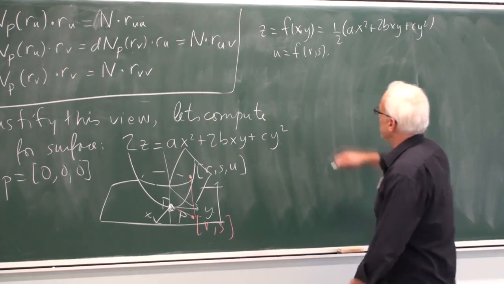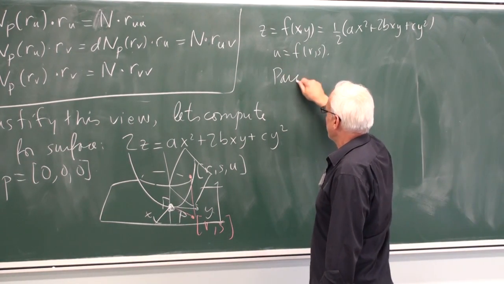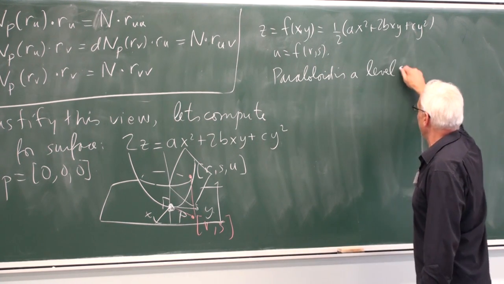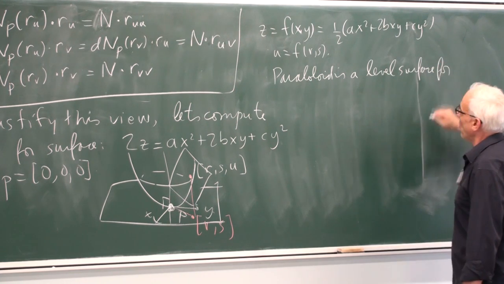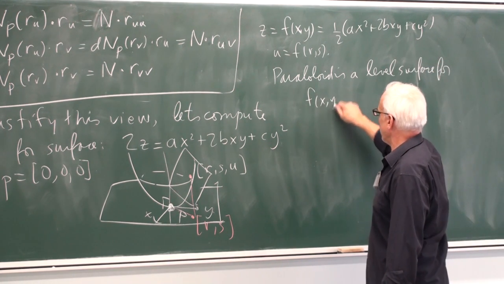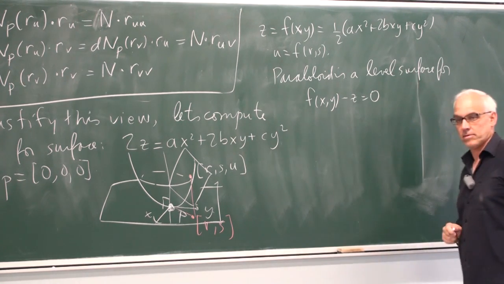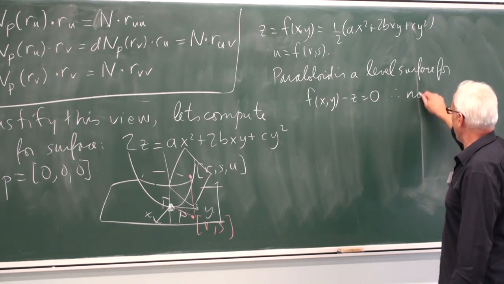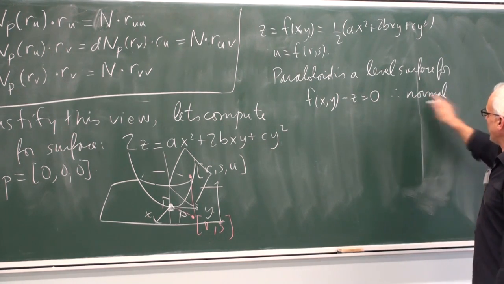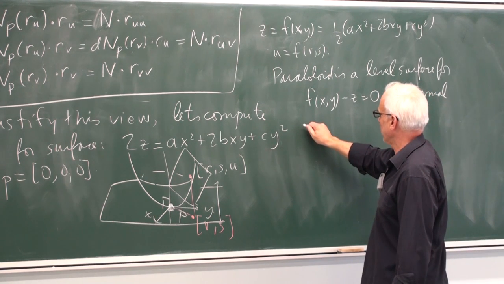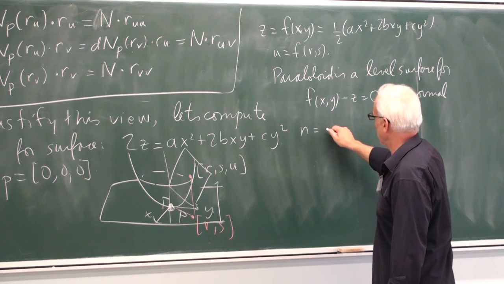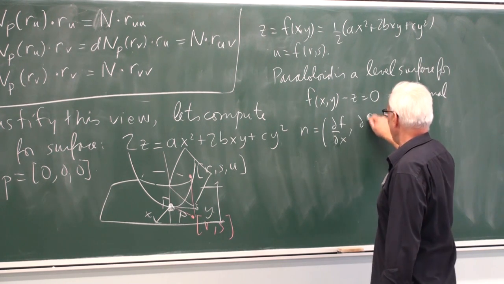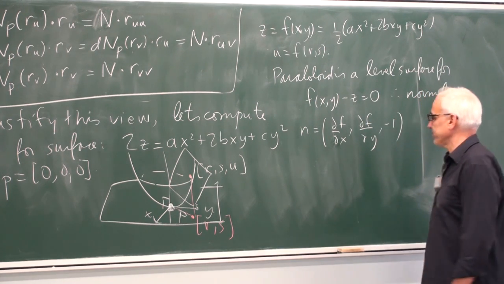Well, this is pretty easy because the paraboloid is a level surface for f(x, y) minus z equals 0. And so therefore the normal is given by the gradient of this. So n will be df/dx, df/dy, and minus 1.